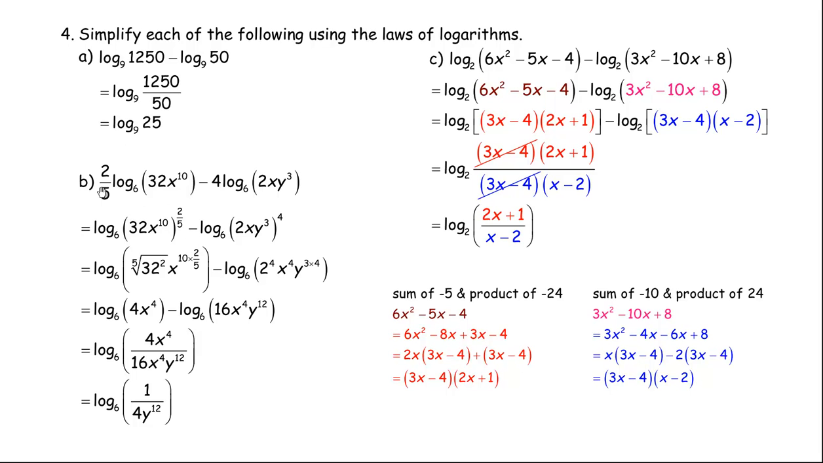For B, I'm going to use the power rule here. The 2 comes up as a power of the 32x to the 10th, so there's the 2/5. And the same with the 4 is going to come up as a power of the 2xy cubed. And so I need to evaluate each of these. Remember, I'm taking the 2/5 power of each of these two things. So the 5 in the bottom here means the root. So this would actually be the 5th root of the 32 raised to the power of 2.